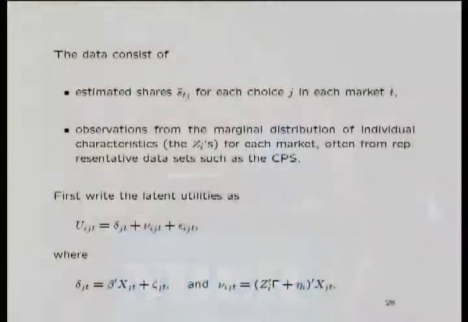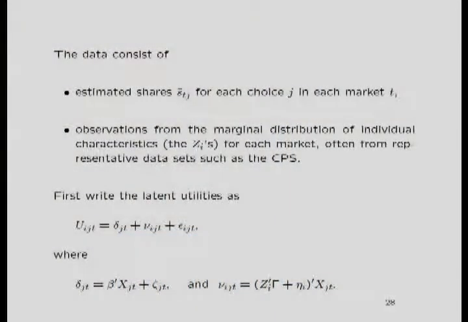And so here, what are the data that they're going to need? They don't necessarily need individual level choice data. They need market shares for all these choices, proportions of these choices in each market. You need observations from the marginal distribution of the individual characteristics from each market.